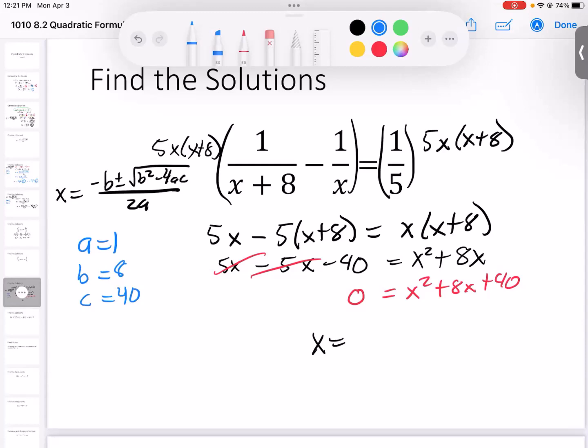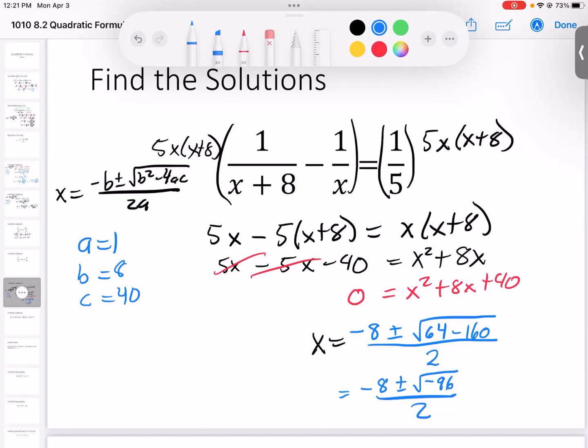So I would plug these in and I'd say, okay, well, negative b is going to be the opposite of positive 8, which is negative 8. Then plus or minus the square root of b squared, which is 64. Then negative 4 times a is negative 4. Then times 40 is going to be negative 160. And this is all over 2 times a, which is just 1. So 2 times 1 is 2. Then I can say, okay, well, what's 64 minus 160? Is it negative 96, I think? Yes. Okay, so we get negative 8 plus or minus the square root of negative 96 all over 2.